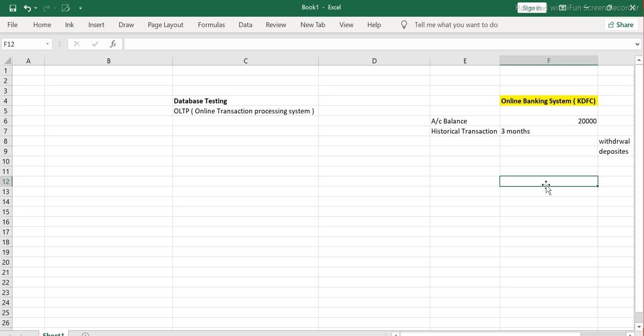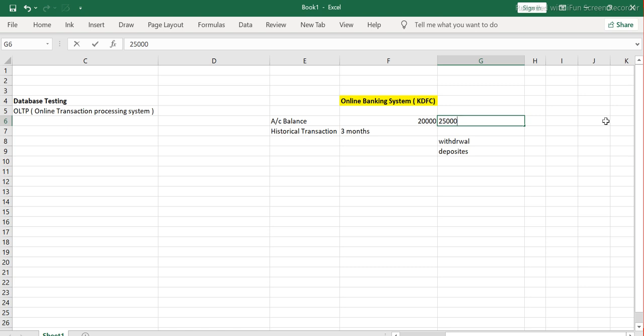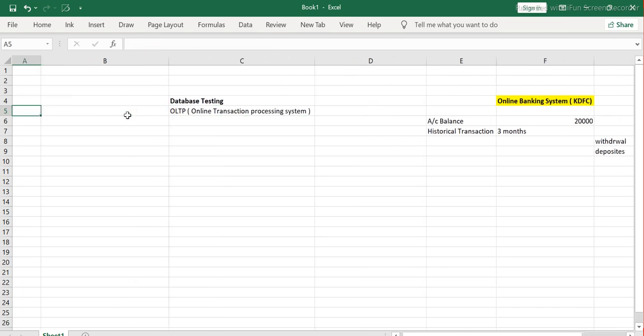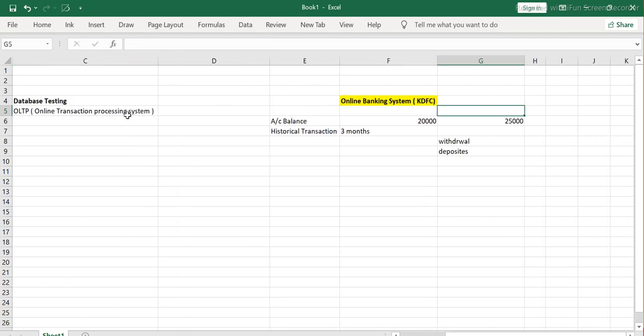What kind of testing could you do here in the database? Let's say, as a customer, I had 20,000 rupees, and I just deposited 5,000 extra. I went to the bank, or I did the online transaction. So what will be the latest balance? It will be 25,000 rupees, correct? So this 25,000 rupees should also be updated in the database, because that's where this website is fetching the data. It will be updated to 25,000 in the backend, and here also I should be able to get it, right?